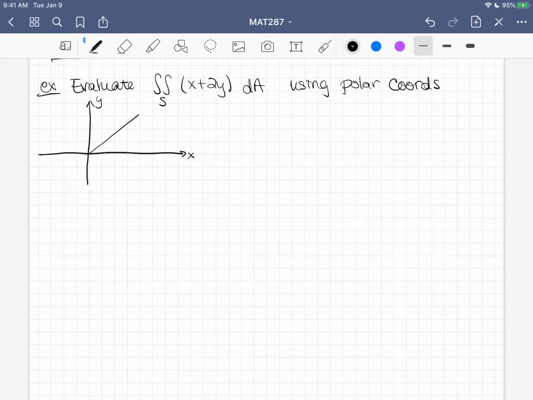So it's the sector here, where this is the point (2, 0) in rectangular, and this is the point (square root of 2, square root of 2) in rectangular. Okay, so we're looking at this sector.